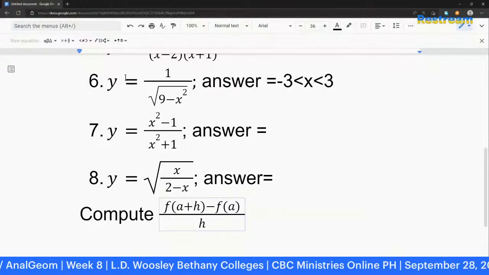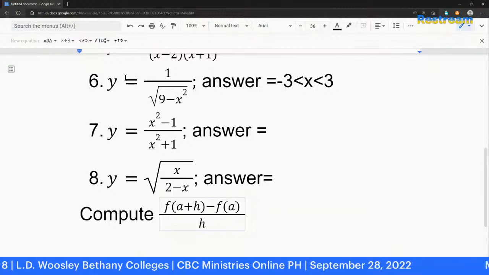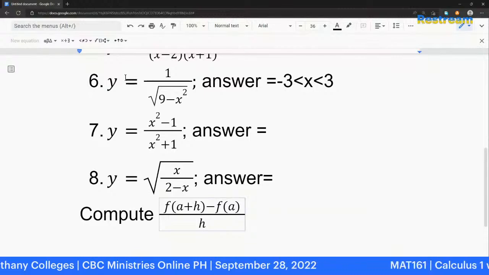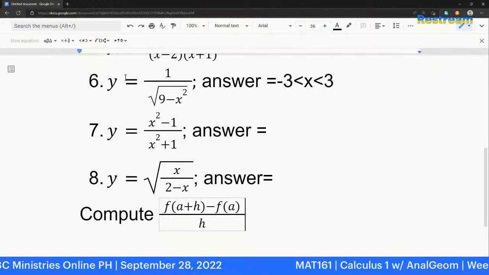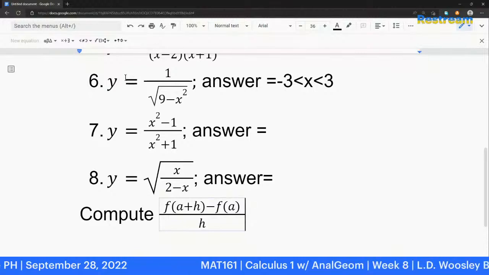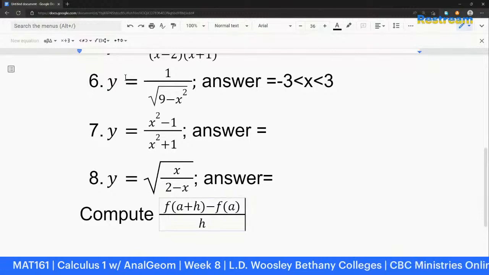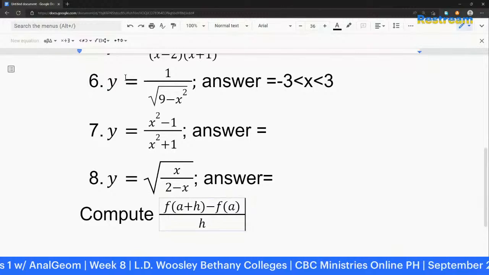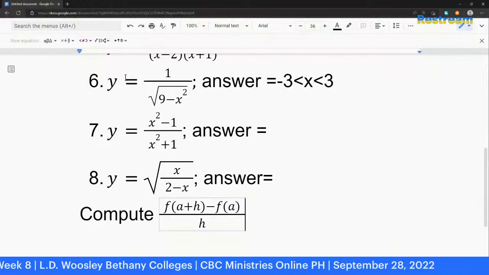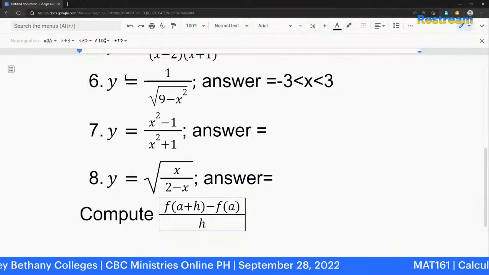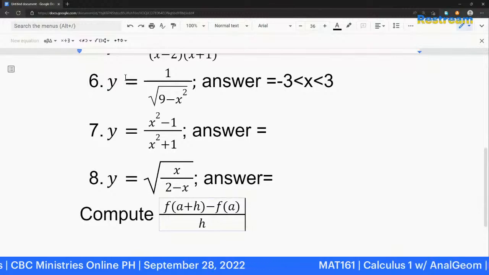By this time, siguro, team teach. Boys versus girls tayo. Dalawa lang ibibigay ko dito. So, pag nakasagot na si Josh at si Gian, okay? So, you will compute for f of a plus h minus f of a all over h.